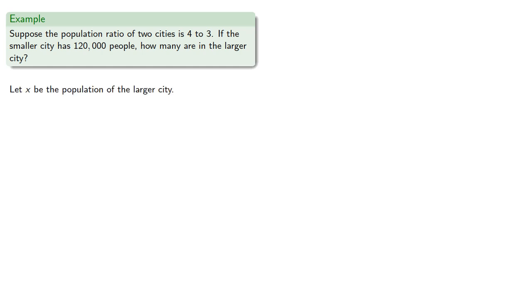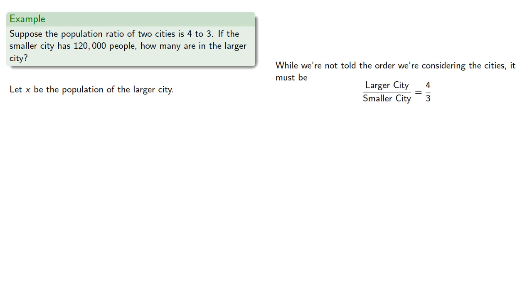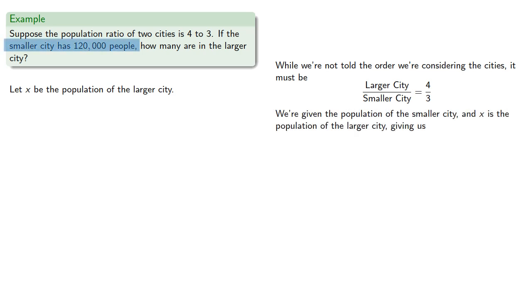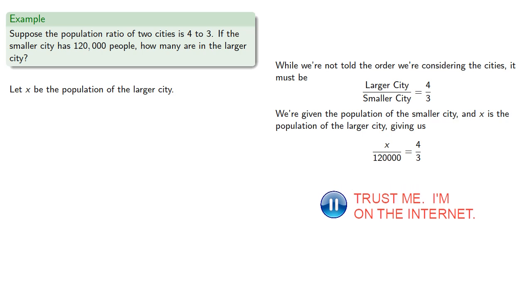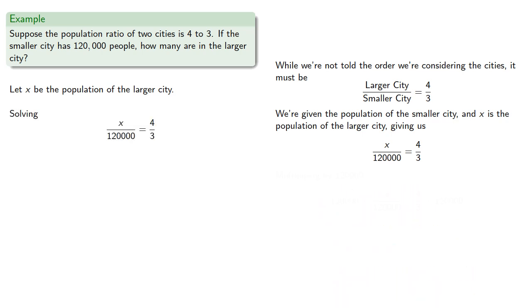So let X be the population of the larger city. While we're not told the order we're considering the cities, the fact that it's a ratio of 4 to 3 means that the larger city must correspond to the larger number. And so our ratio should actually give us, we're given the population of the smaller city, and X is the population of the larger city, giving us. And if we multiply by the denominator under X, we can get rid of the fraction to get our solution.